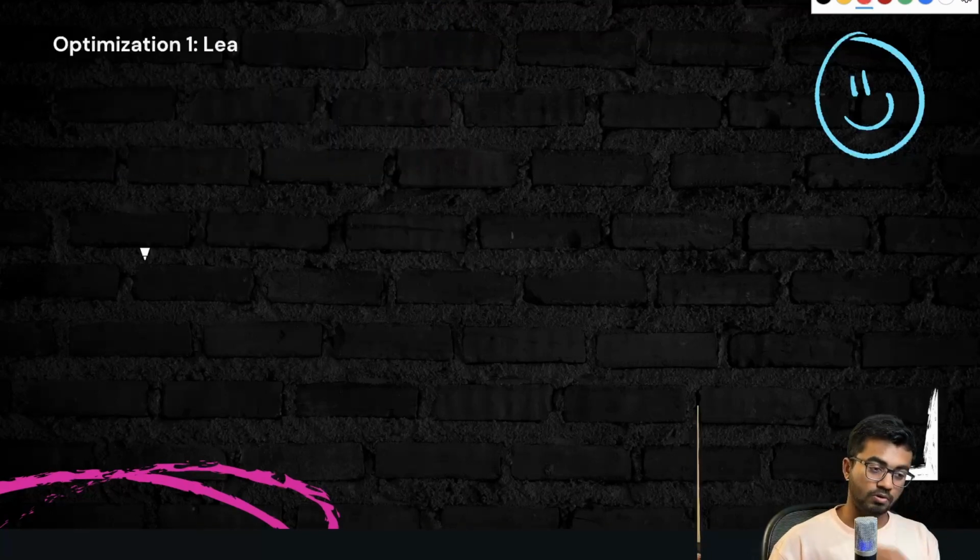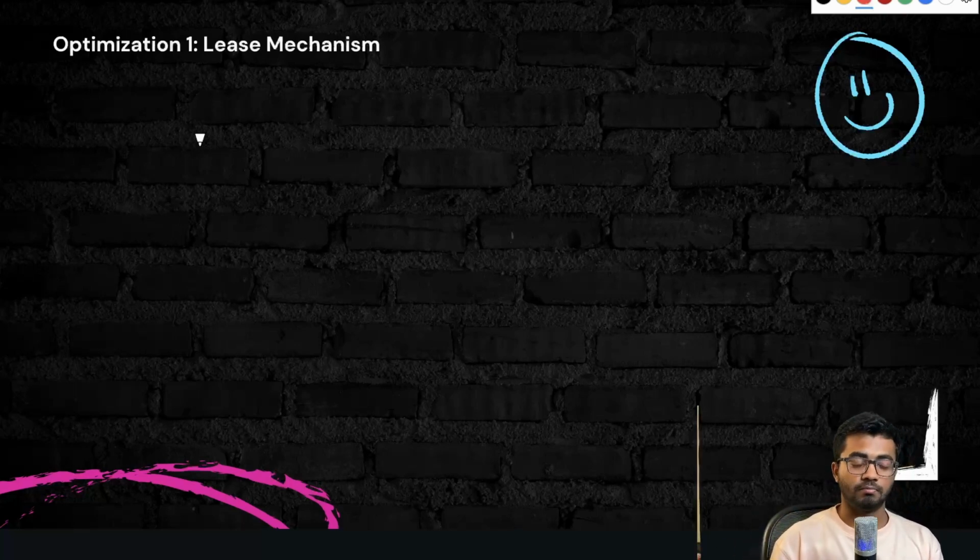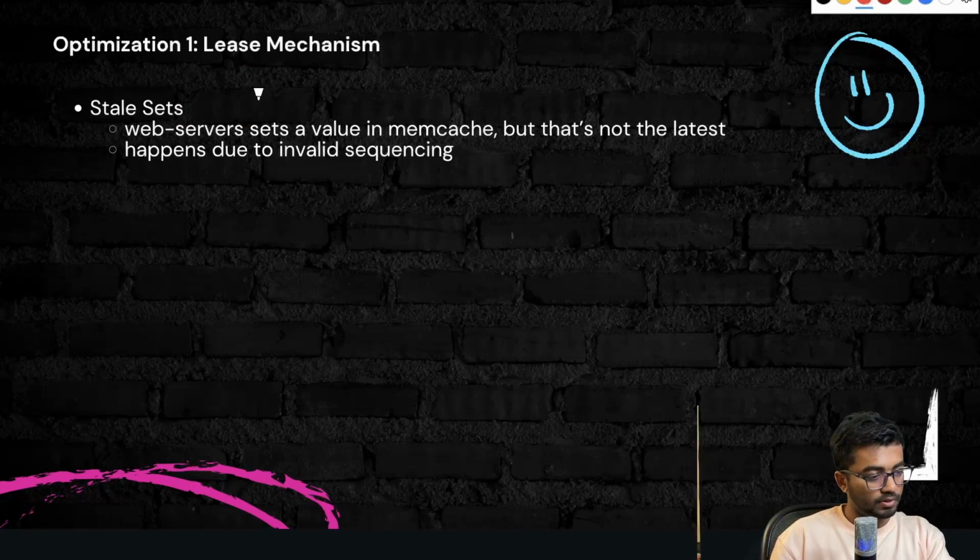Okay, let's talk about the first optimization to reduce the load. The first optimization is a mechanism called the lease mechanism. Let's see what exactly the lease mechanism is. There are two ways, but let's talk about the first way, which is called stale sets. These are the conditions due to which the load on the database or the backend services might increase.